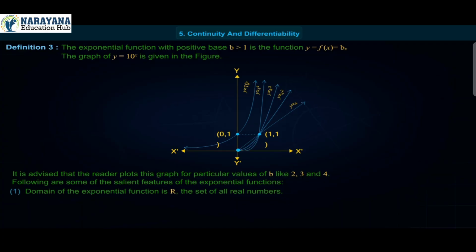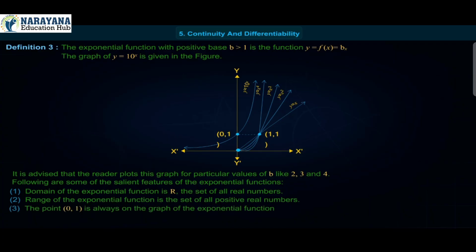Number 1. The domain of the exponential function is R, the set of all real numbers. Number 2. The range of the exponential function is the set of all positive real numbers. Number 3. The point (0, 1) is always on the graph of the exponential function. This is a restatement of the fact that b raised to 0 is equal to 1.